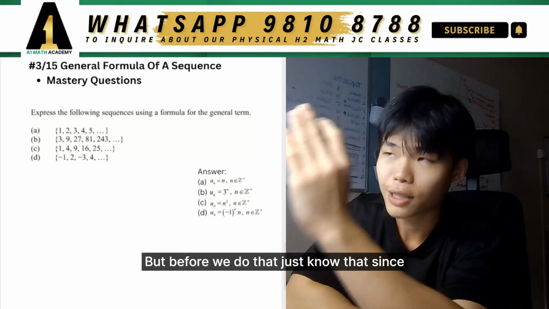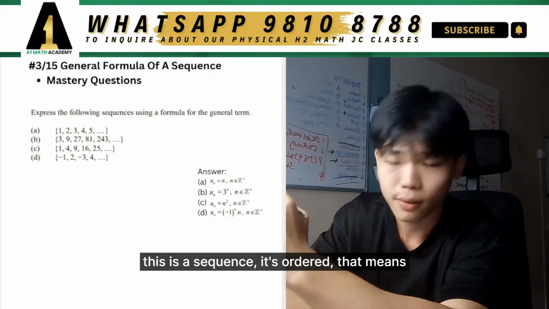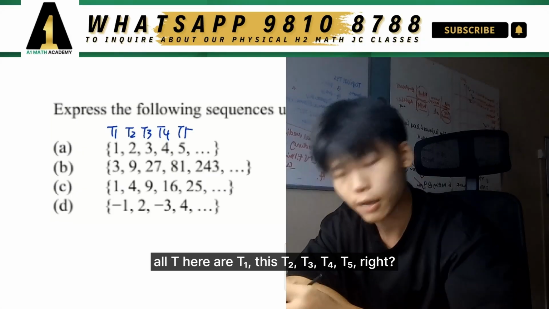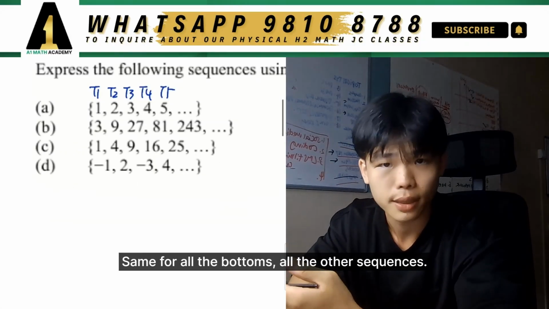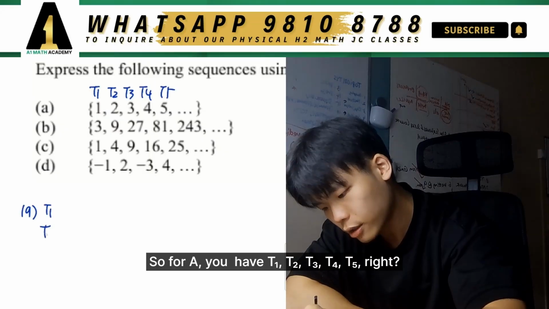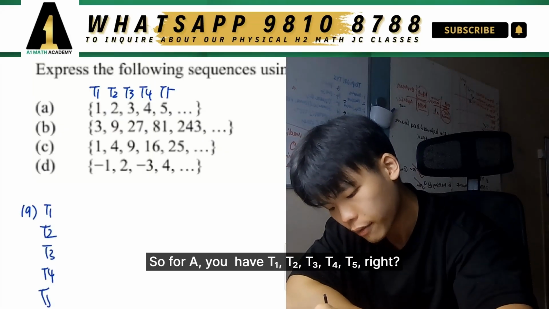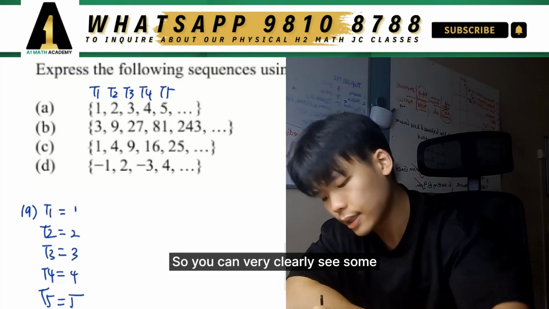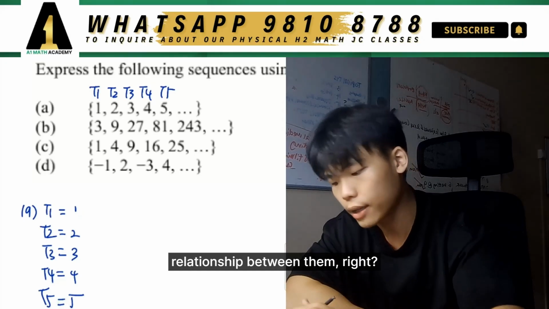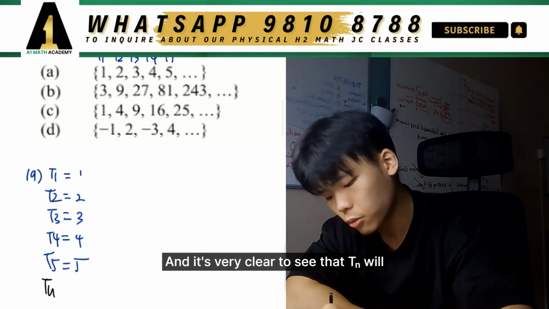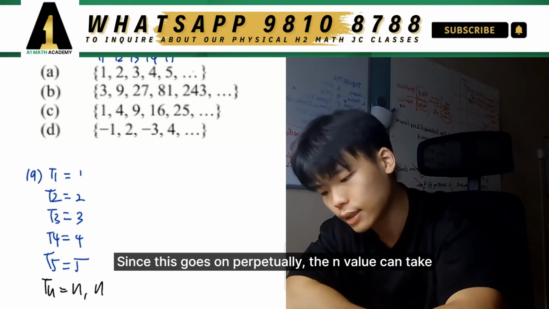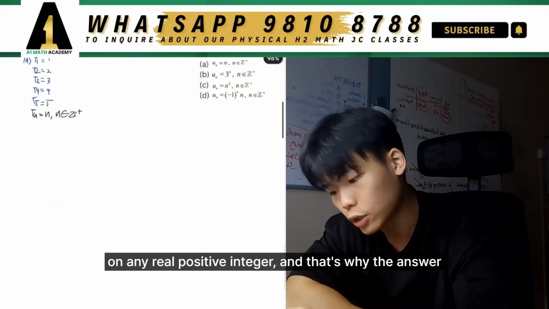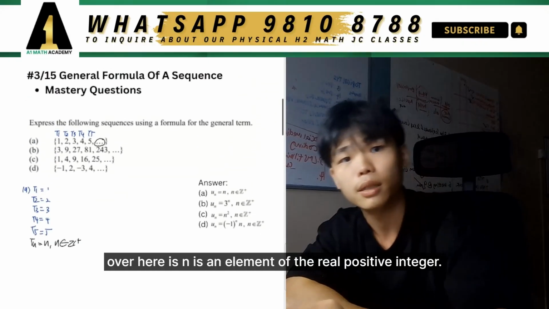Okay, but before we do that, just know that since this is a sequence, it's ordered. That means all here are T1, this T2, T3, T4, T5, right? Same for all the bottoms, all the other sequences. So for A, you have T1, T2, T3, T4, T5, right? The value over here is 1, 2, 3, 4, 5. So you can very clearly see some relationship between them, right? And it's very clear to see that Tn will just be n, right? Where the n value, since this goes on perpetually, the n value can take on any real positive integer. And that's why the answer over here is n, the element of the real positive integer.